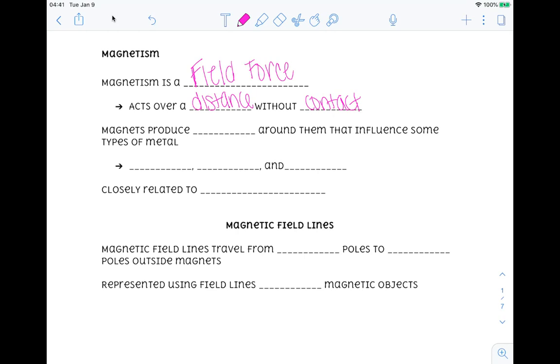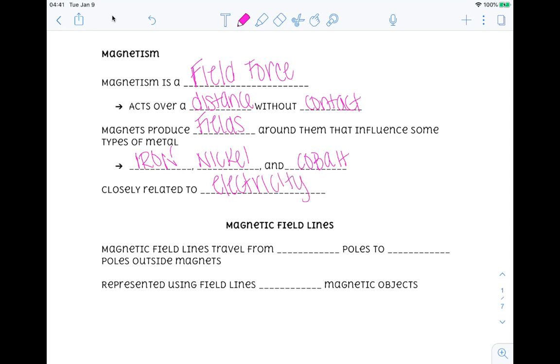So magnets produce fields, and these fields are what you are feeling as you're trying to get your magnets to move together. And these fields influence different types of metals. In particular, we talk about iron, nickel, and cobalt. When we talk about magnetism, we are relating this to electricity. So we'll discuss how electricity and magnetism do relate to each other today.